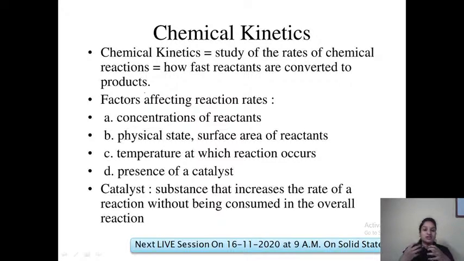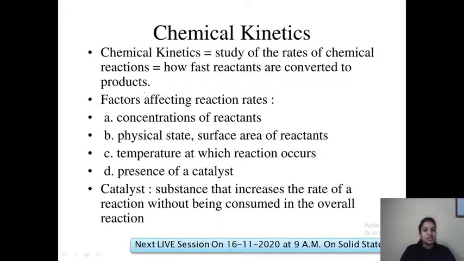Now, what is this study of rate of chemical reaction? It means whether a reaction is going faster, whether a reaction is going very slow, or whether a reaction is moderate. To know the speed of this particular reaction, we usually study it under chemical kinetics, and it is known as rate of any chemical reaction.